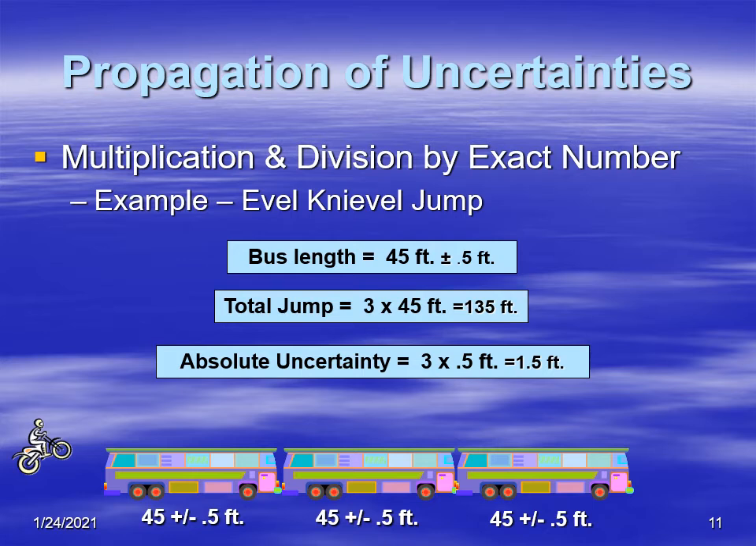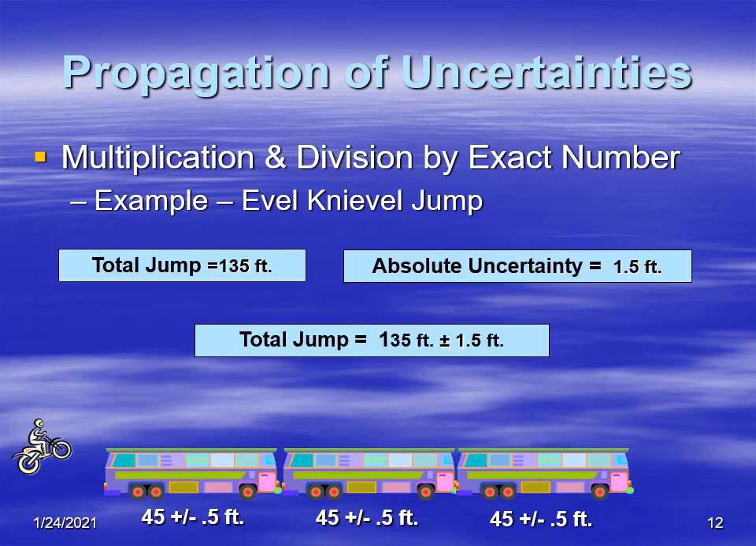But there's some uncertainty in that measurement. What is the uncertainty? Multiply the total number of buses, 3, an exact number, times your uncertainty, a half a foot, and that gives you 1.5 feet of error. Hopefully, it'll be shorter and not longer. So, in effect, the measurement that we have is 135 feet plus or minus 1.5 feet.